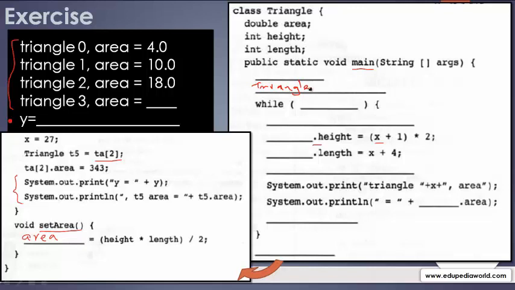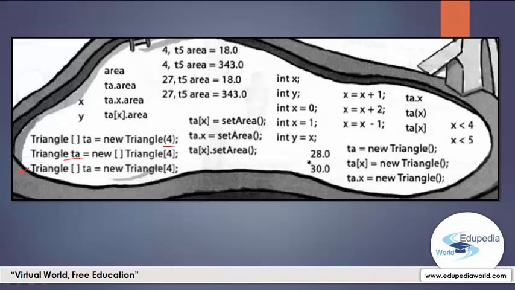Triangle, the square brackets, and then the variable name TA equals new triangle, and the length is 4 inside of the square brackets, and at the end the semicolon. And surely this blank over here should be trying to assign new triangle objects for each of the triangle array index positions. So now let's see how we can put something like this.